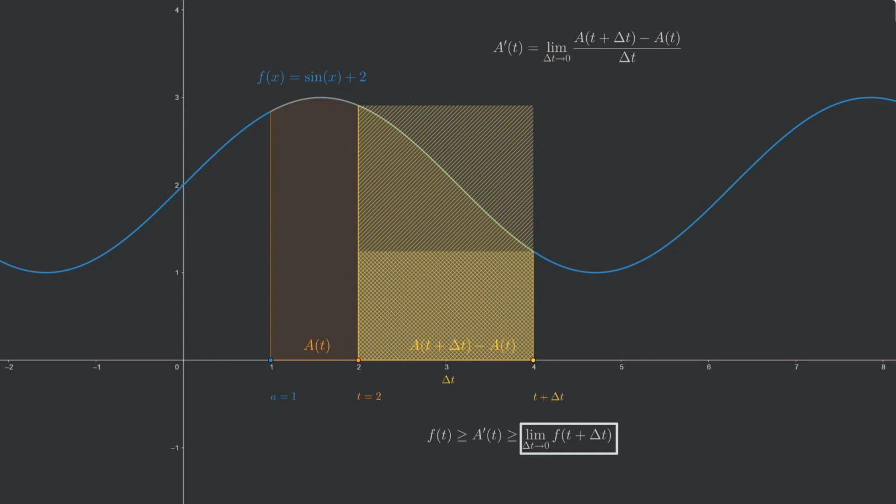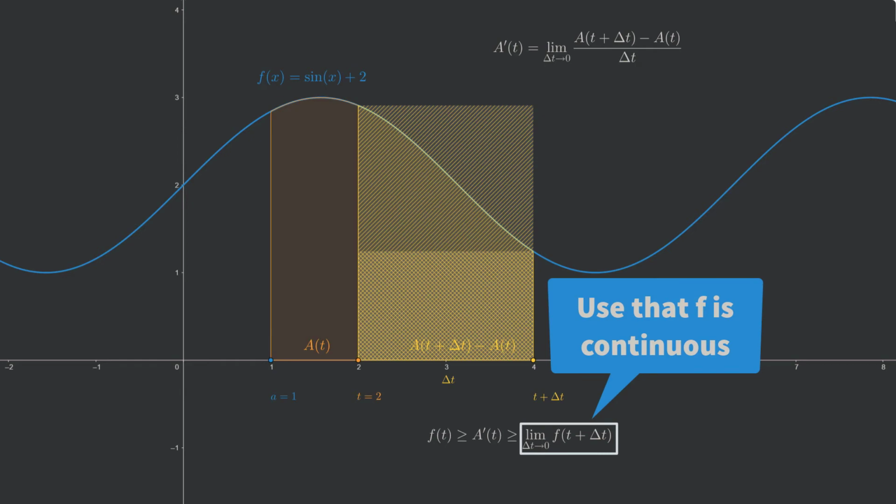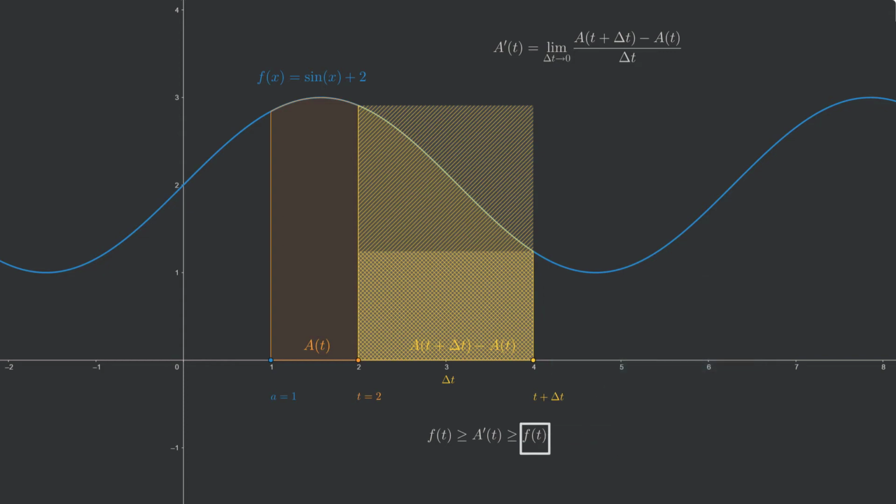Now we have to use one of the properties we have demanded of f in the very beginning, namely that f is continuous. Because f is continuous, we know that when we have a sequence tending to t, then the sequence of the function values of this sequence will tend to f of t. And here we have a sequence which tends to t. This sequence is t plus delta t, because delta t is a 0 sequence. So by the continuity of f, we know that the right-hand side expression is nothing else than f of t as well. So that's what we have found.